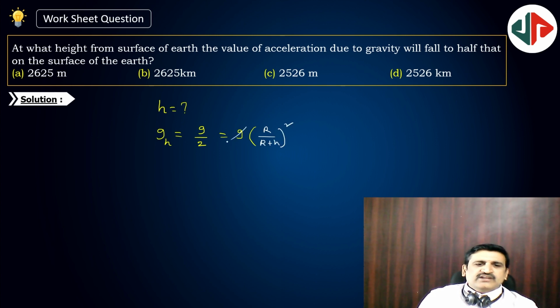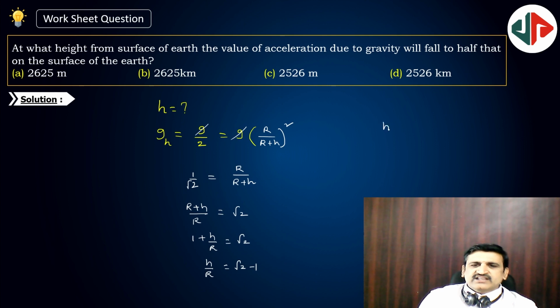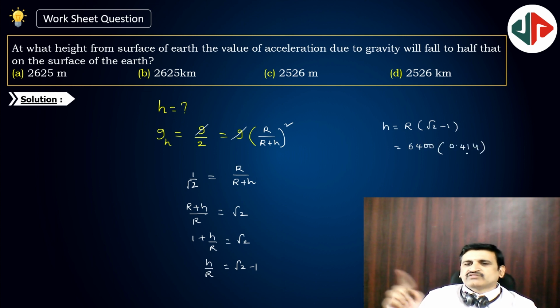So let me take these two now. 1 by 2 is equal to R by R plus h whole square, so 1 by root 2 is equal to R by R plus h. So R plus h by R is equal to root 2. 1 plus h by R is equal to root 2. So h by R is equal to root 2 minus 1. Then h is equal to R into root 2 minus 1, which is nothing but 6,400 kilometers into 0.414, because 1.414 minus 1.